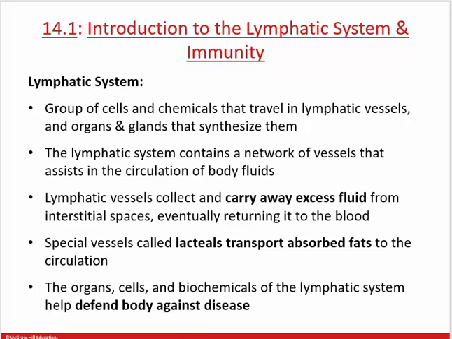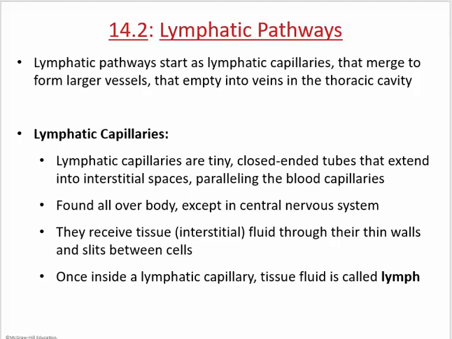It's also the place where immune surveillance happens. There are groups of cells and chemicals that are involved with the immune system. So that's why these things are done together, and the immune system protects the body against disease. So we'll start out with the circulation.